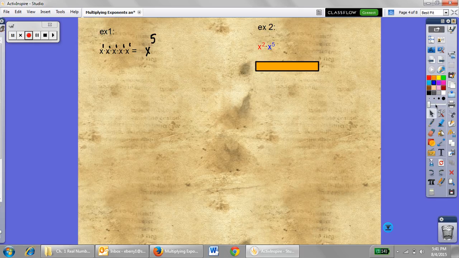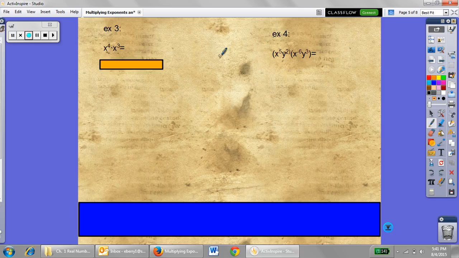Now let's look at example 2. For x squared, this means that it's x times x. And for x to the 5th, we can write that as 5 x's. So again, let's count to see how many x's there actually are here. We have 2 here and 5 here, so this would be x to the power of 7.